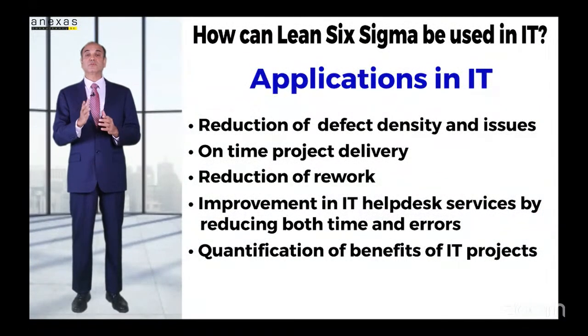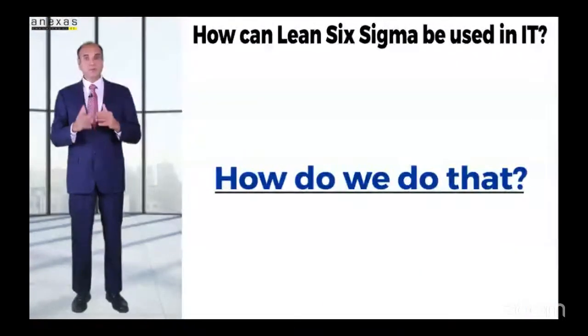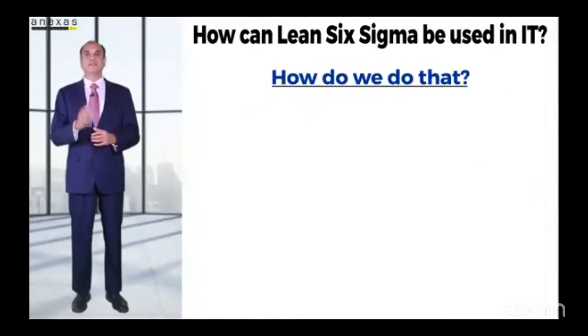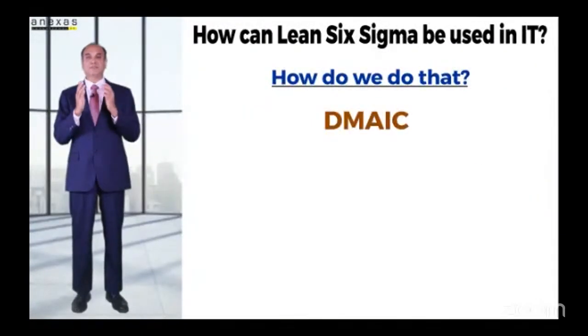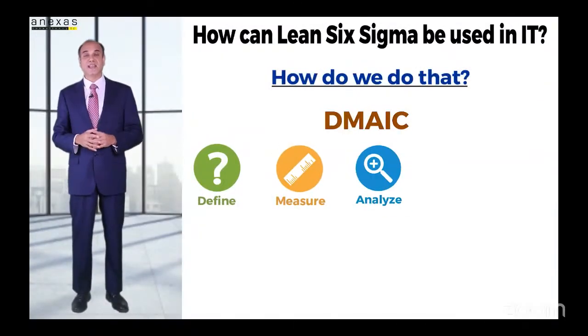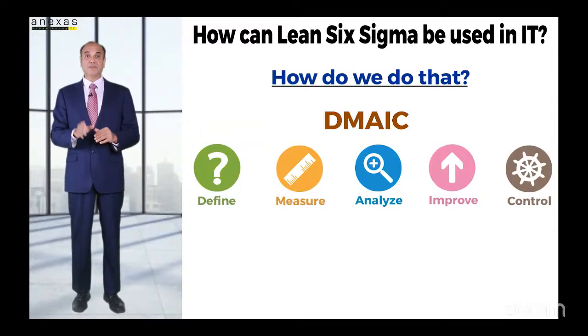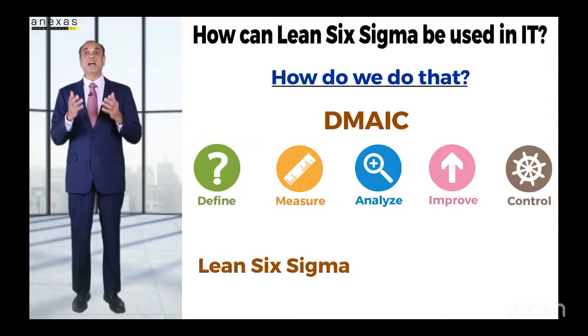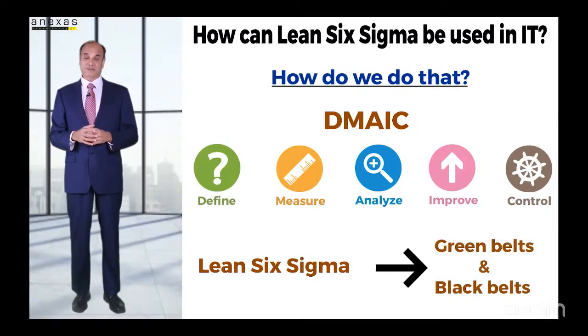The Lean Six Sigma tools also help you to improve IT support services. How do we do that? By training the staff of IT companies to use Lean Six Sigma tools and techniques and apply the DMAIC methodology, that is define, measure, analyze, improve and control. They convert the improvement opportunities in the company to Lean Six Sigma projects and complete them to achieve their certifications as green belts and black belts.